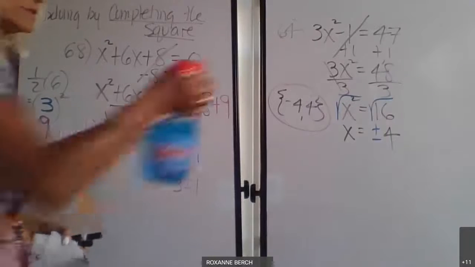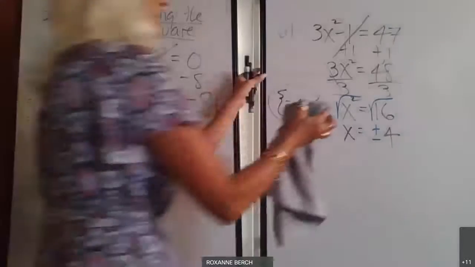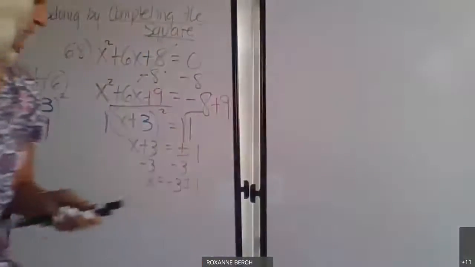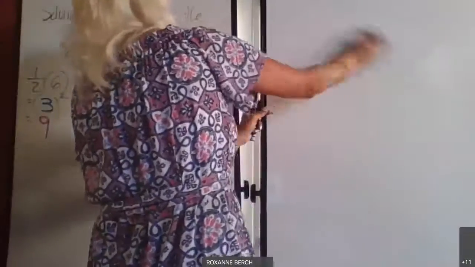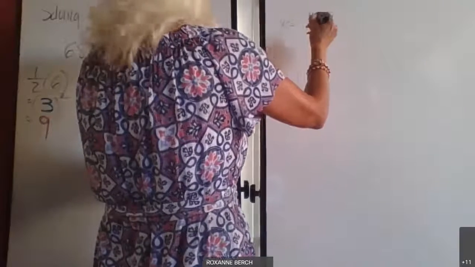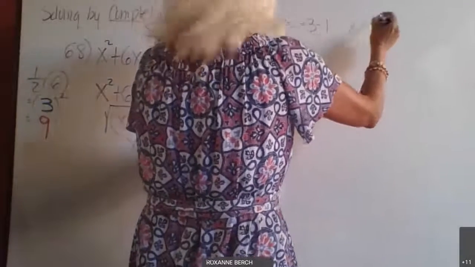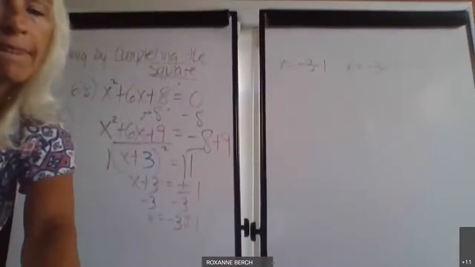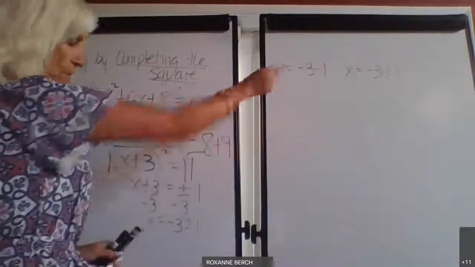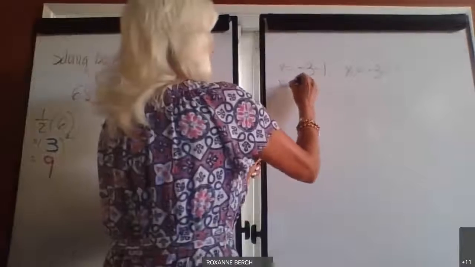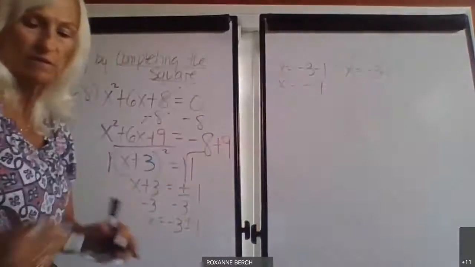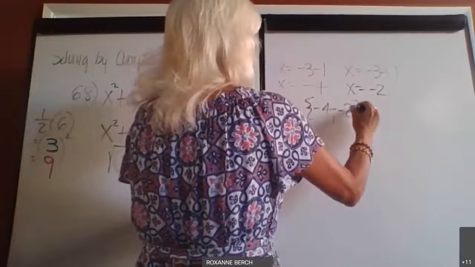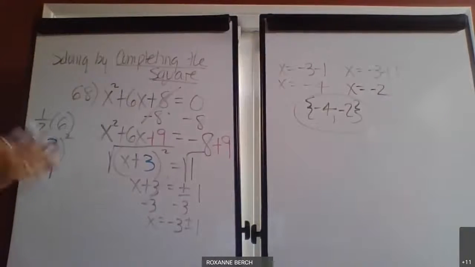So we have two solutions. x is equal to negative 3 minus 1, and x is equal to negative 3 plus 1. So we get x is equal to negative 4 and x is equal to negative 2. So your two solutions are negative 4 and negative 2. And now you see this is time consuming.